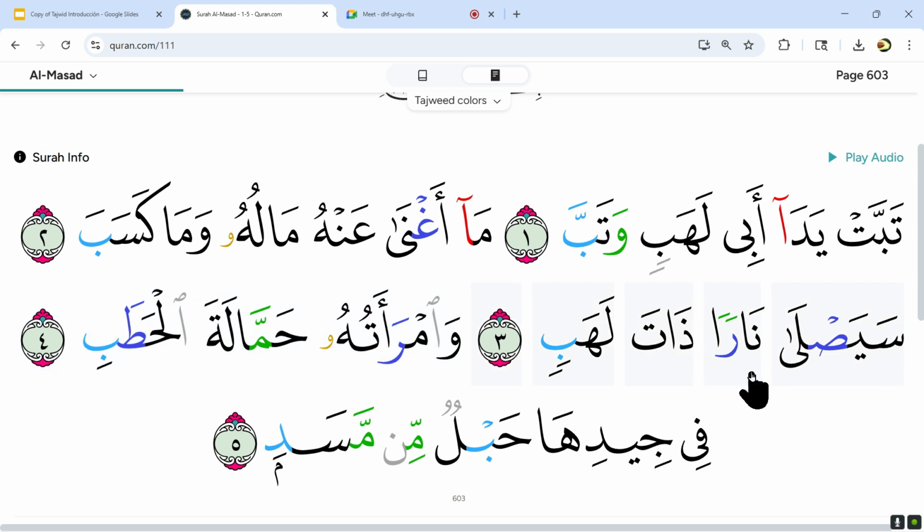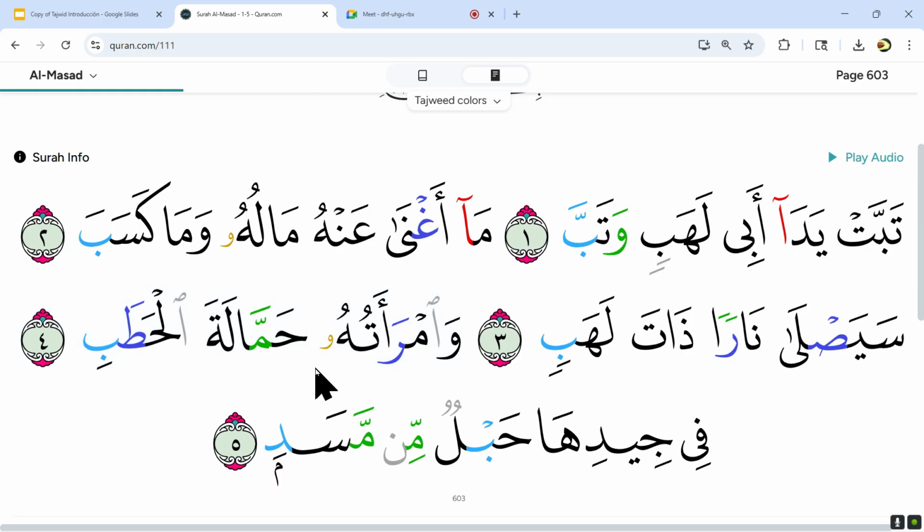سيصلى نارا ذات لهب. Yep. Oh no, no, we're doing sukun. Sukun, bounce. Okay, so let me try that again. سيصلى نارا ذات لهب. Trying not to say like two. سيصلى نارا ذات لهب. Okay. Just a bounce. Try the next one.